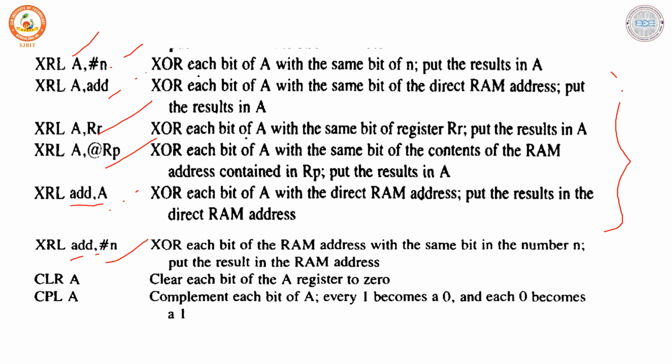We have one more instruction which we call CLR A. It clears each bit of the A register to 0, and CPL A complements each bit of the accumulator. Like if you have a 1, it becomes 0. If it is a 0, it becomes 1. So each bit will be taken as a complement.